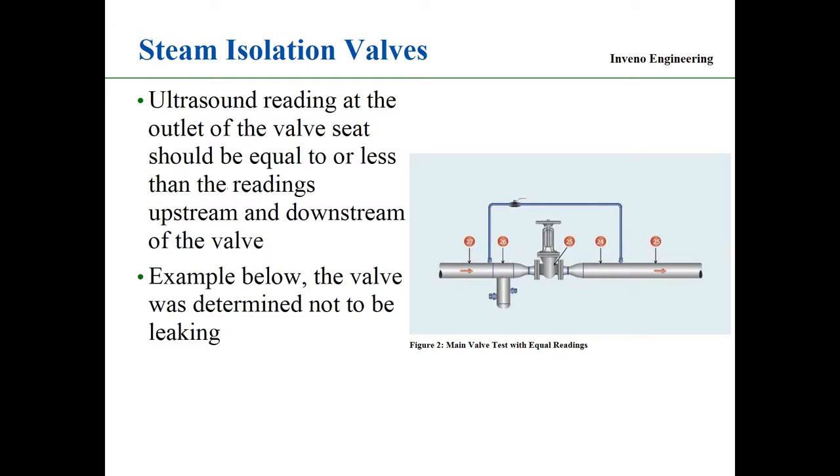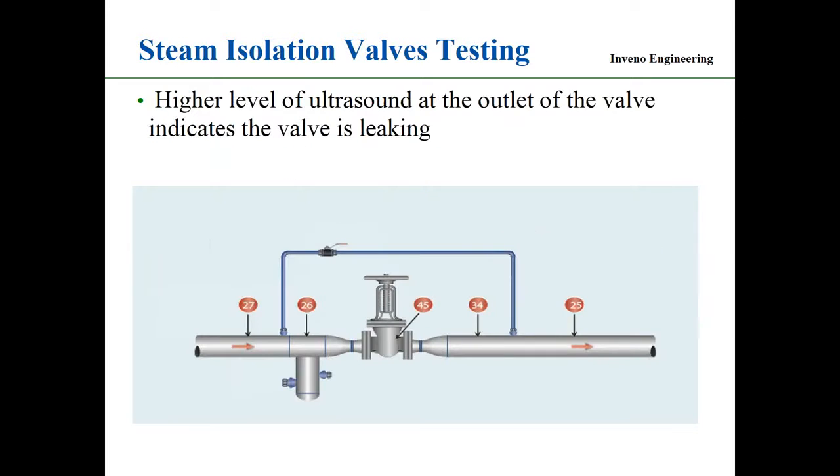Now, if I go to the next measurement, which is here, test point 1 is 27, test point 2 is 26, but test point 3 is 45. So you see the increase in ultrasonic level, and then it dies down, 34 and 25. This increase in ultrasonic level tells me that the valve is leaking because there is ultrasound being generated. So we determine that this valve is leaking at the discharge side of the valve because of the higher ultrasonic level.